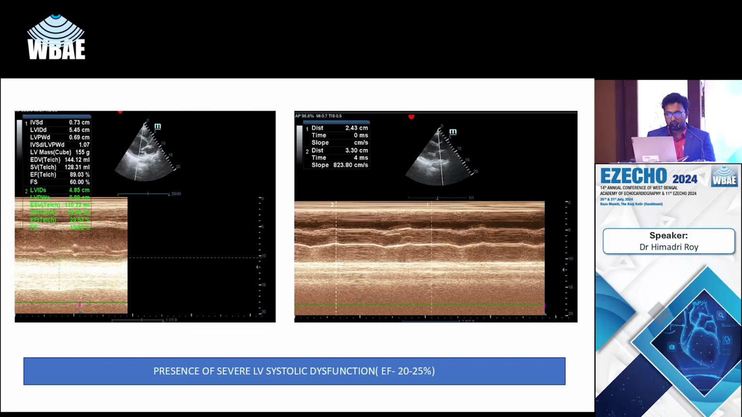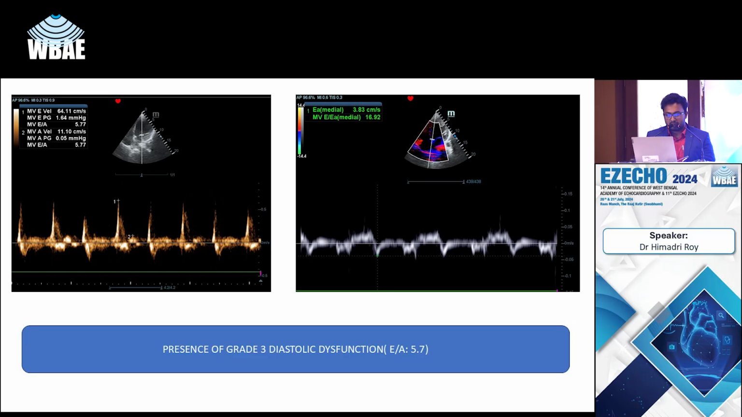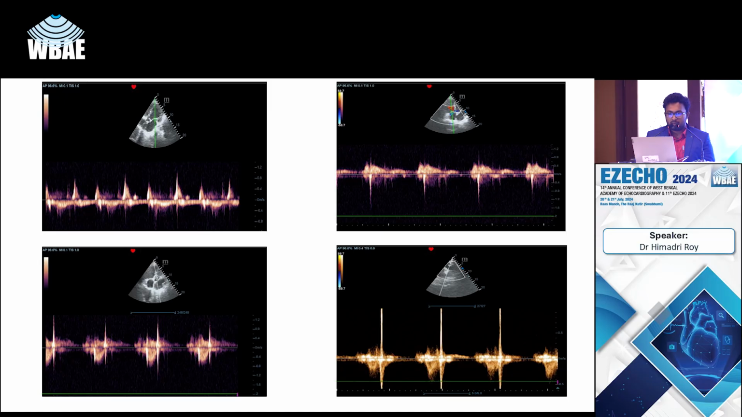And further echocardiographic parameters show that there is severe LV systolic dysfunction, around 20 to 25%, and there was RV dysfunction present with TAPSE of 13.7 and RV S prime of 9.4 centimeter per second, and presence of grade 3 diastolic dysfunction. On valvular assessment, there was only trivial TR. So what to do next?